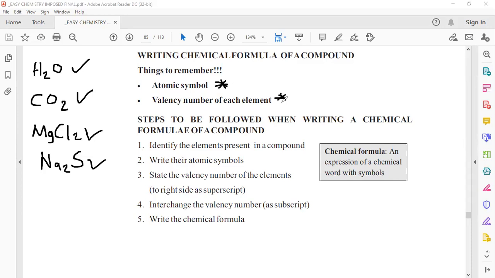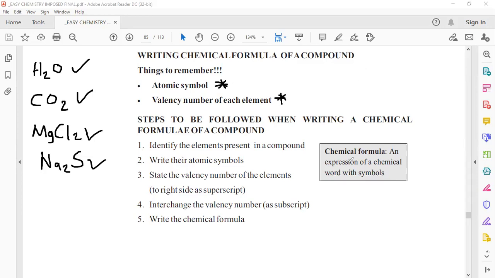A valency number is just the combining power of an element. When you go to the periodic table, you find these numbers. That is the valency number: group 1, group 2, group 3, group 4, group 5, group 6, group 7, and their respective valency numbers.